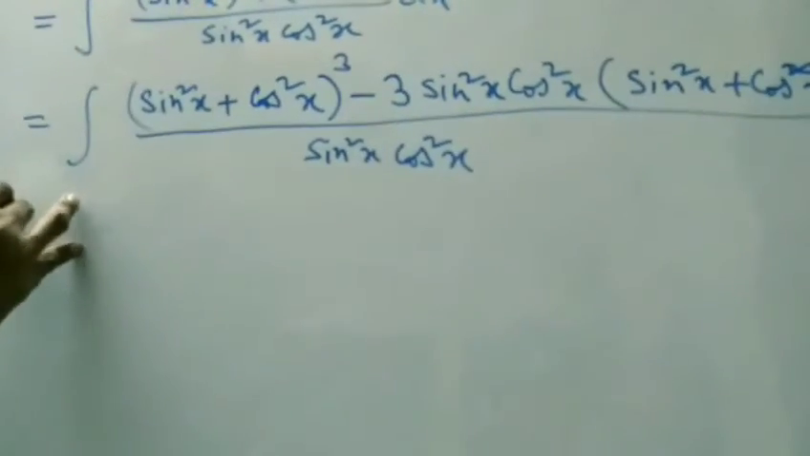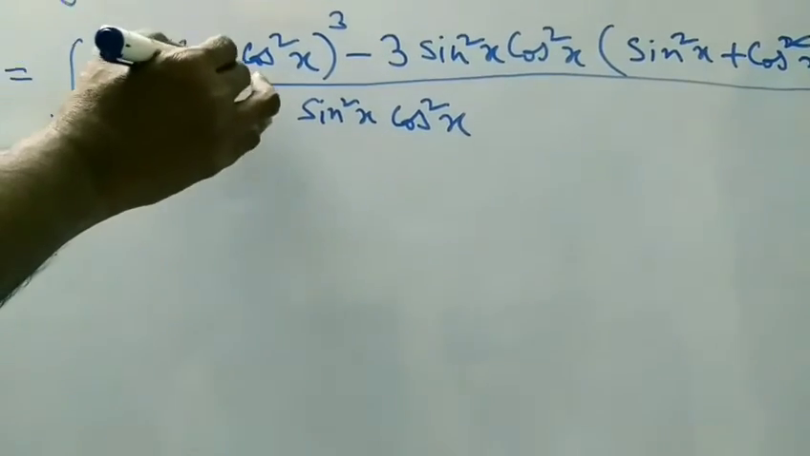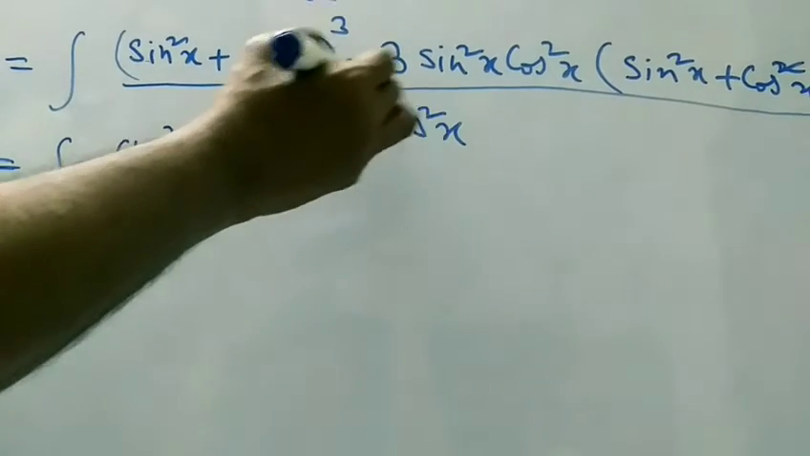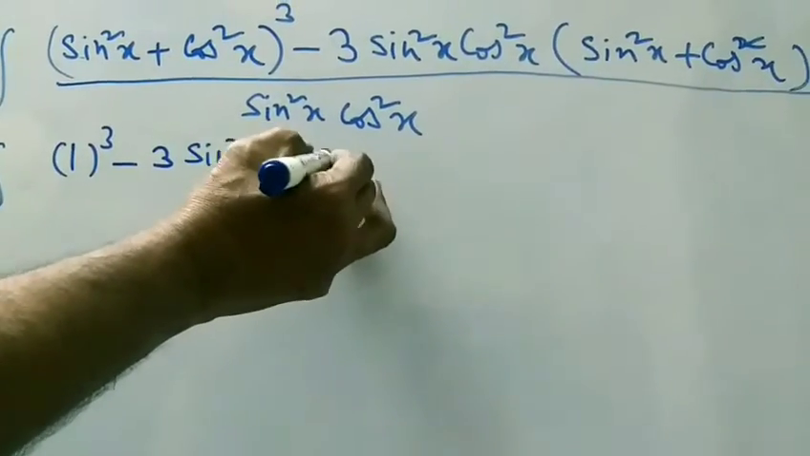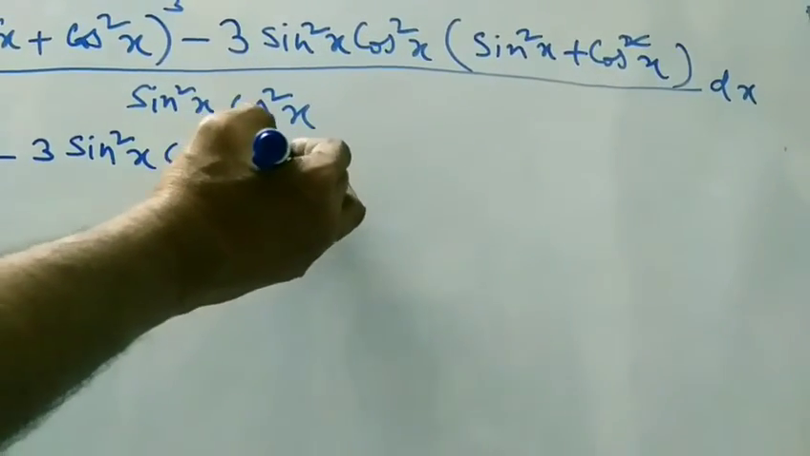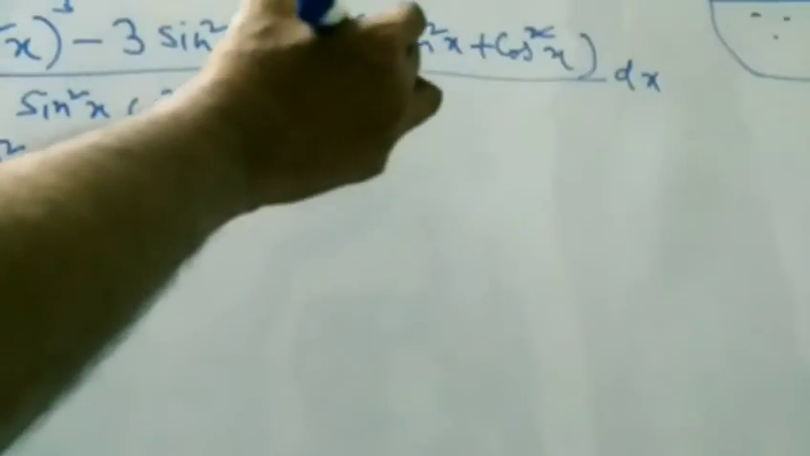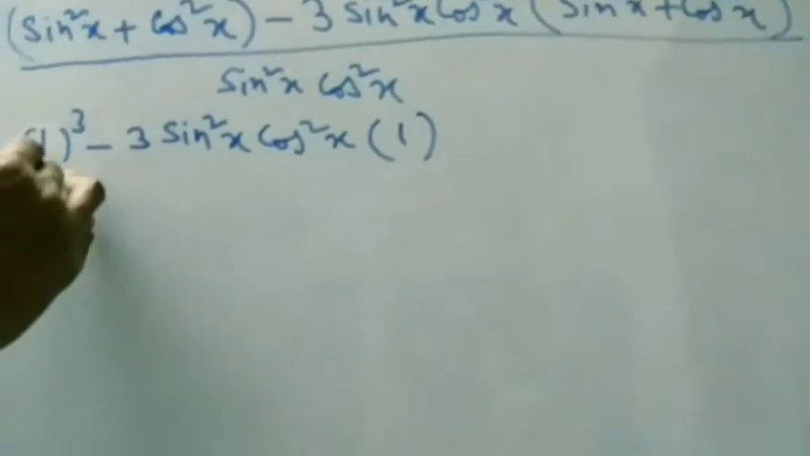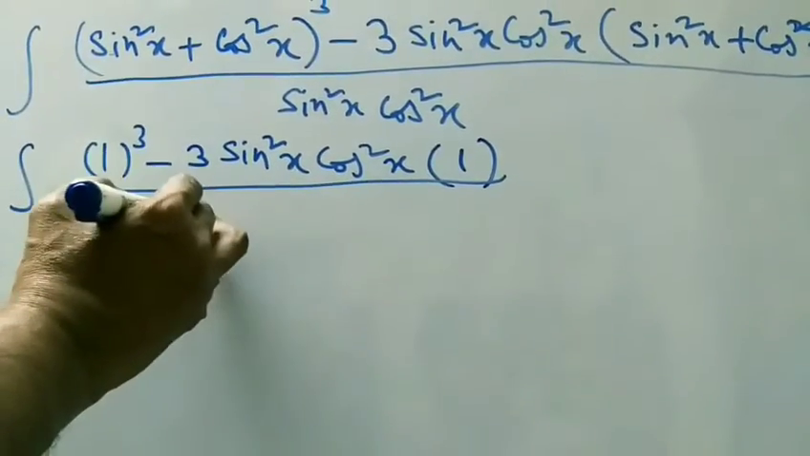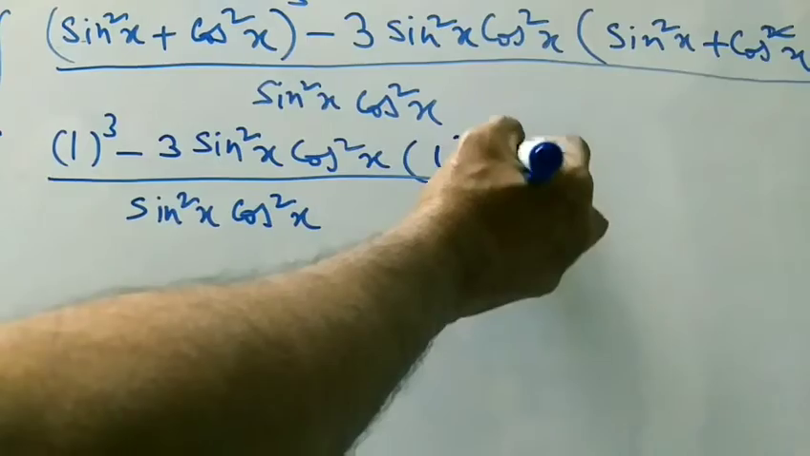So that is equal to the integral of (1 whole cube in place of sin square x plus cos square x whole cube) minus 3 into sin square x into cos square x of (sin square x plus cos square x, whose value is 1), all divided by sin square x into cos square x dx.